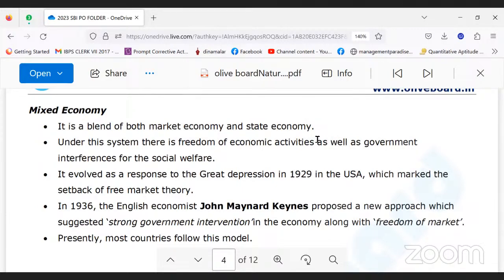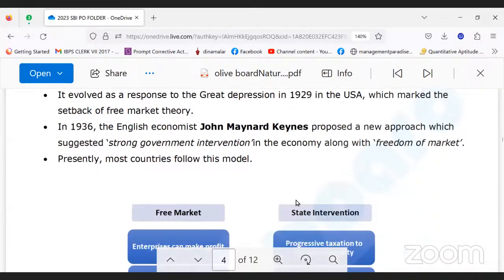Okay. It evolved as a response. 1929 was a very great depression. A lot of problems. You see, the economy is a cycle. In 1929 there was depression, then again in 2008 there was crisis. In 2023, now again, another type of crisis comes. This is what the economy will be. Continue.